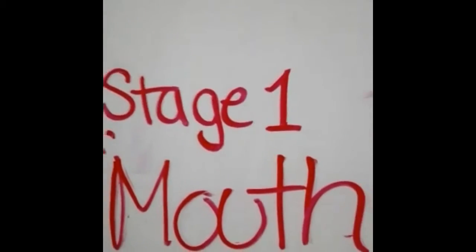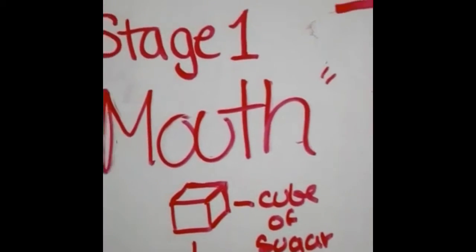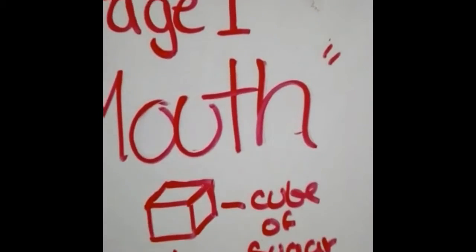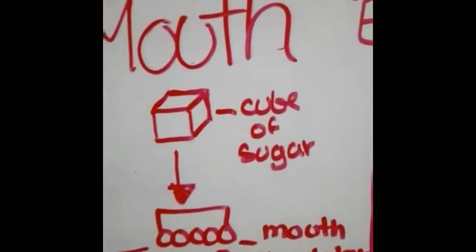The model. We will divide the model in 5 stages so we can explain every single part of the digestive system in a better way. The stage 1 is the mouth. We will use cubes of sugar to simulate the food that we eat.